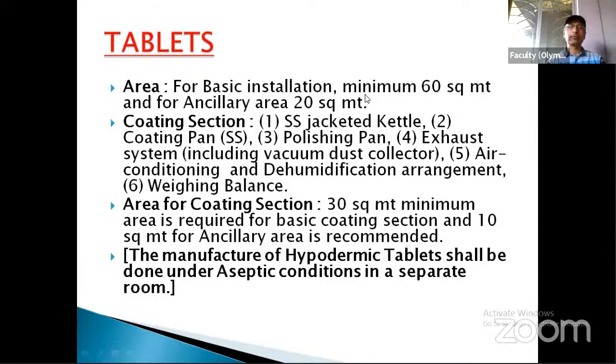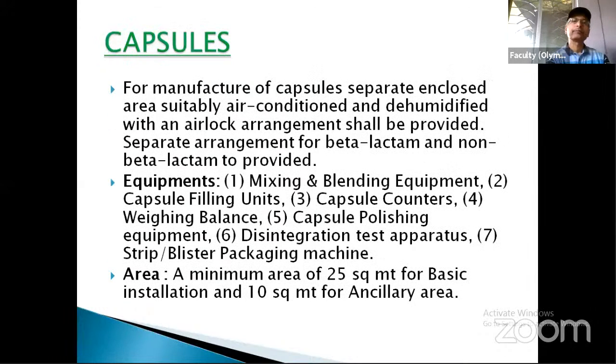Not very common. Sometimes it is manufactured by some companies, and in that case, if hypodermic tablets have to be prepared, aseptic condition is necessary because you know it is an injection. Finally, it will be entered into the patient, into the person, as an injection. This is all about your tableting section. So as a whole, if there is coating 60 plus 30, 90, and ancillary 20 plus 10.